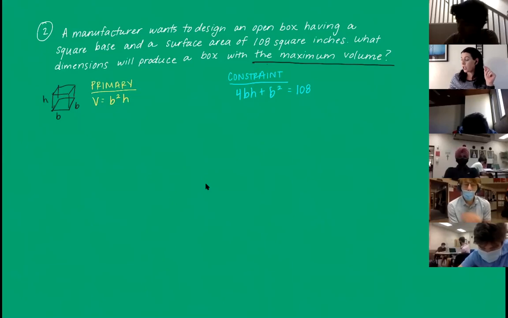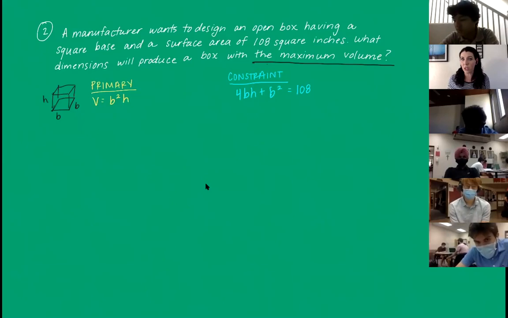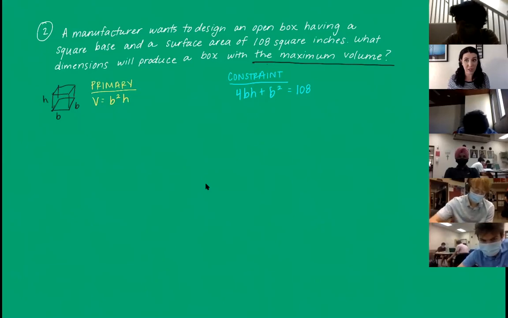The next thing I want to do is plug my constraint into my primary. To do that, I should move something around in my constraint, or maybe move a couple things around. Take a second, see if you can manipulate your constraint to isolate one variable. It's helpful to isolate one variable in your constraint. See if you can move it around to do that. I'm going to call on someone in just a second.